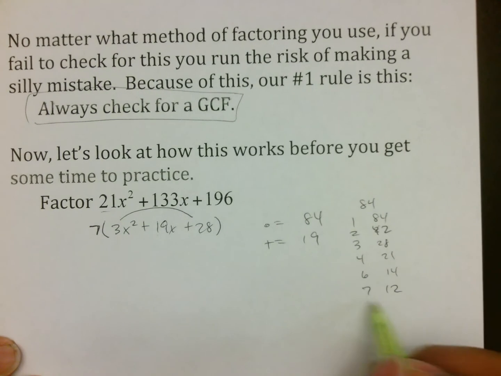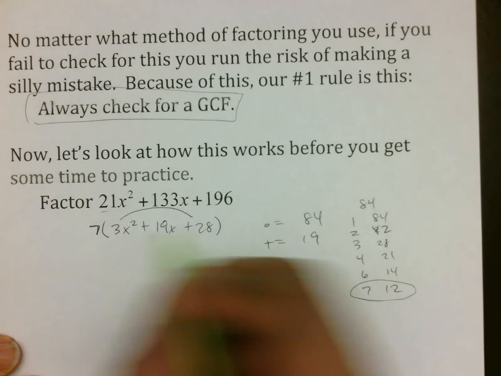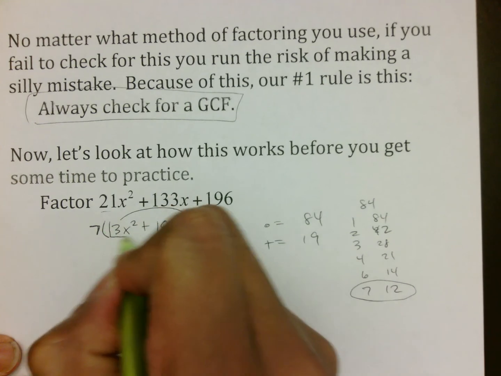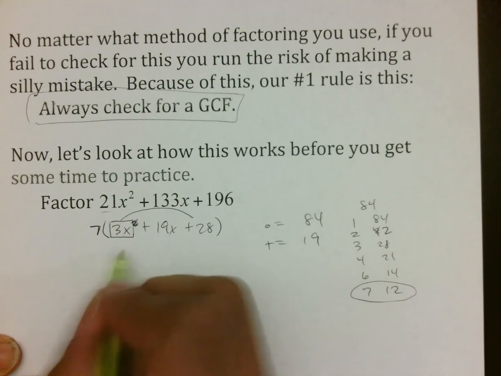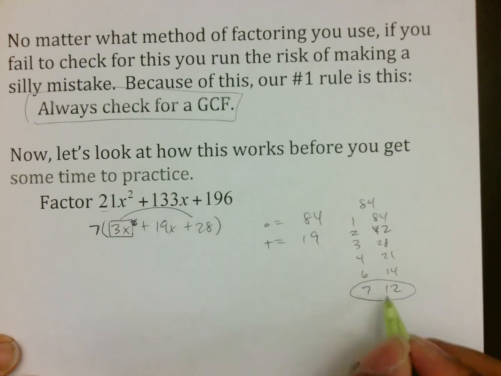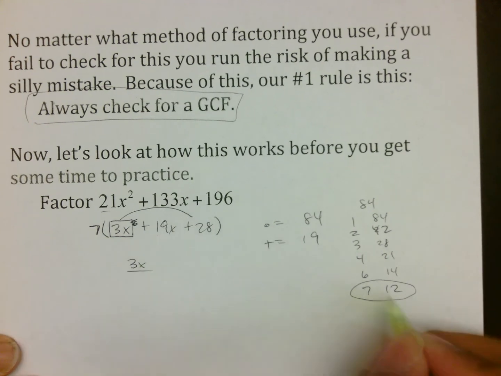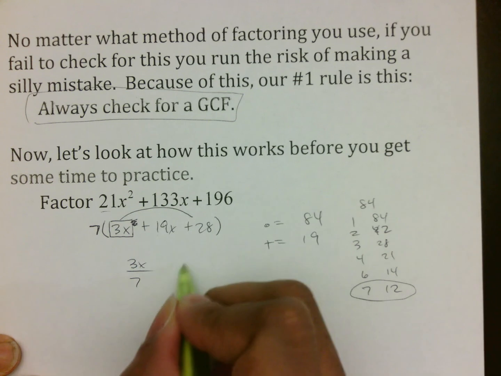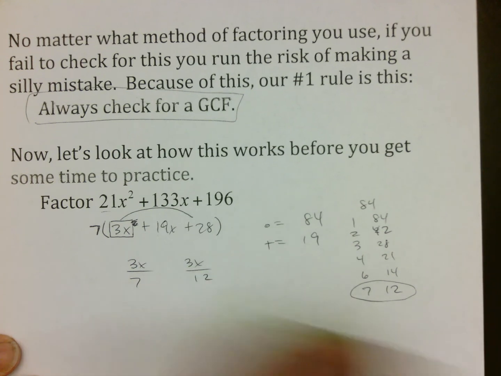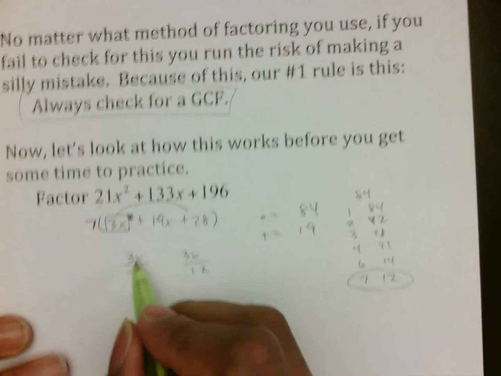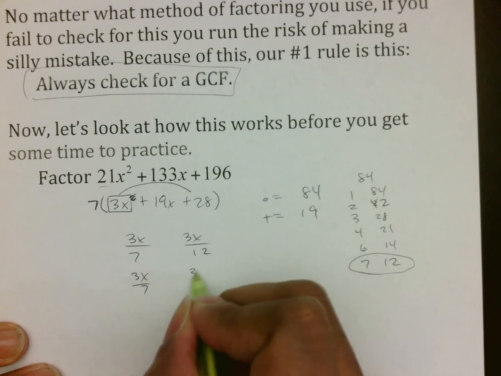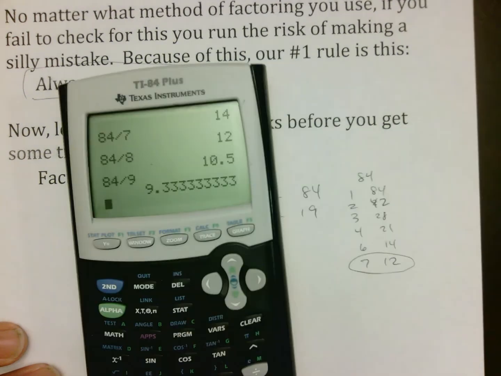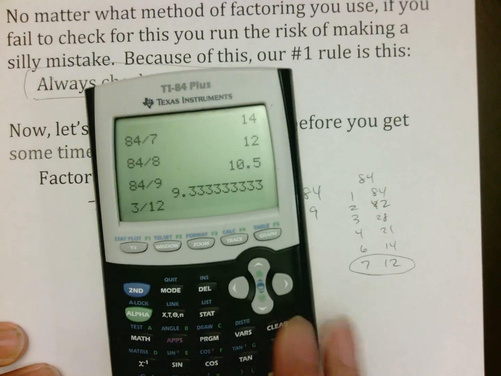Looking for the ones that make 19, we end up with 7x and 12. And so since we're factoring this, we go into this portion of our problem to get what we need. So again, we keep our 7, but we're going to go ahead and do the answers first. So 3x over 7 is 1, and then 3x over 12 is the other one. Checking for 3x over 7, it does not reduce, but 3x over 12 does reduce. That'll be 3 over 12.